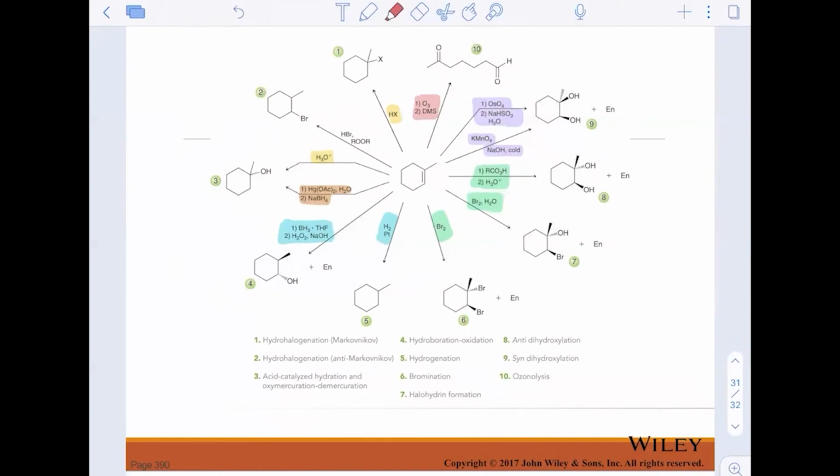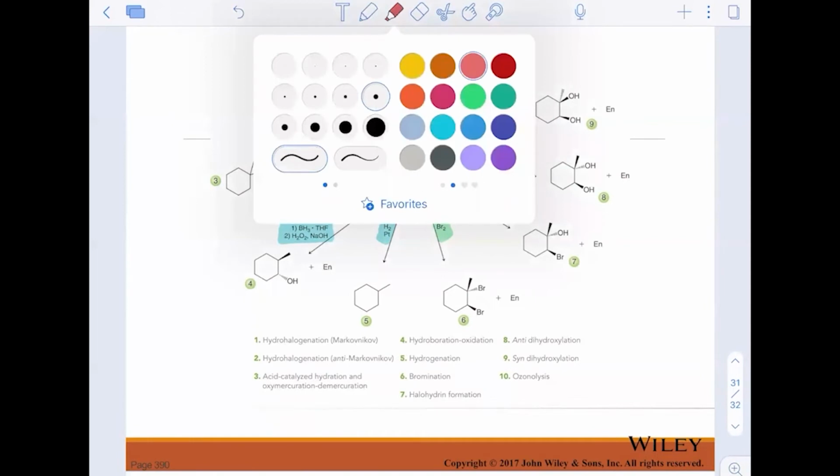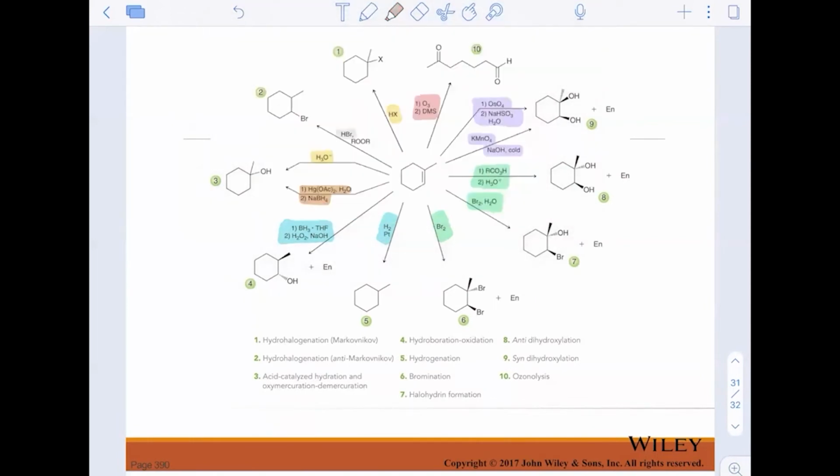We split open the sigma and the pi bond there of the carbon-carbon double bond, and we put double bonded oxygens on either side. We will come back to HBr and ROOR, HBr and peroxide. Just note that that is an anti-Markovnikov addition product.